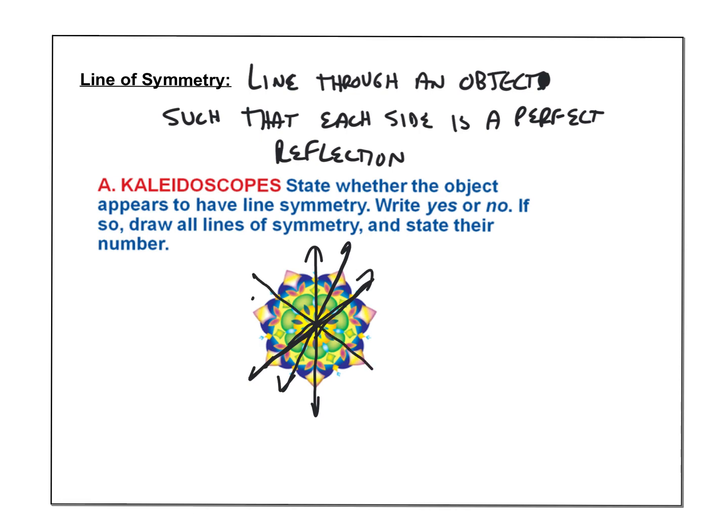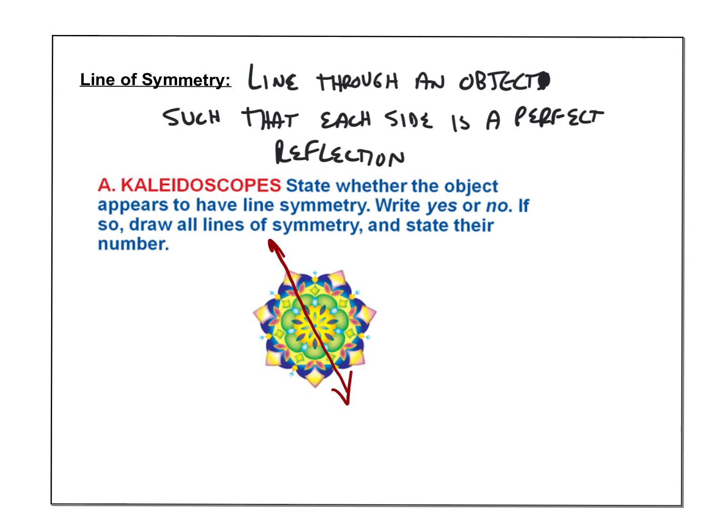This is going to be one. This is going to be one. This is going to be one. This is also going to be one. Now, they're not all lines of symmetry at the exact same time, but any of these individually would be considered a line of symmetry. So I could say, is this a line of symmetry right here? And that answer would be yes.